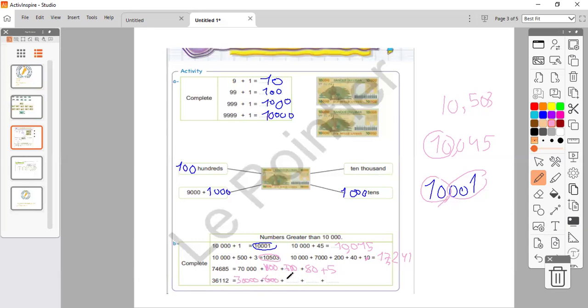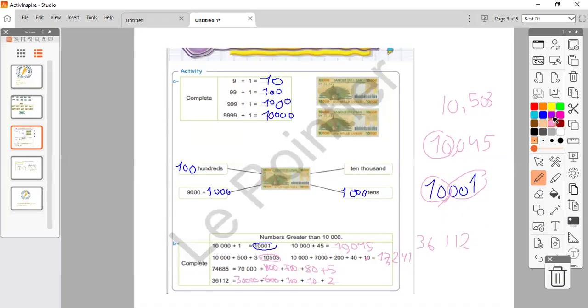Now 1. What about 1? After 1, we have 2 digits. We put 2 zeros. The second one, after this one, we have 1 digit, so 1 zero. And finally, for the ones, it's 2. We write 2. Now, how do we read this number? I will write it bigger here so we can read it together.